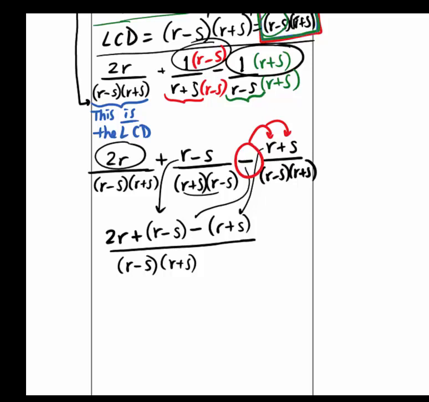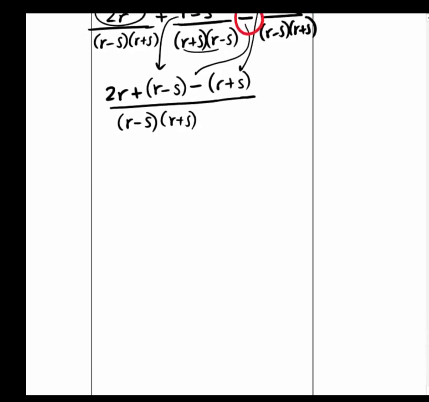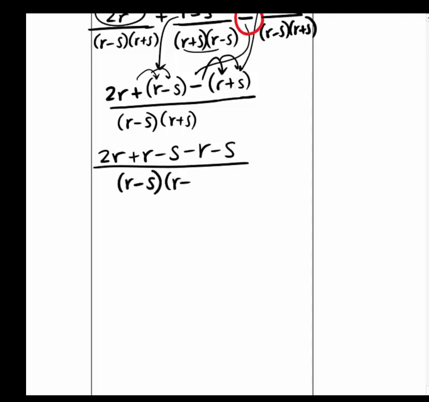So okay, I'm going to rewrite this guy. I'm going to remove the parentheses by distributing anything that needs to be distributed. The 2r from the first fraction is fine. The r minus s from the second fraction, I mean, you can distribute a plus, but that's not going to do anything. It's just plus r minus s. But this minus sign here will do something. A negative on an r and a negative on an s will make them both negative. And then over the common denominator, r minus s, r plus s.